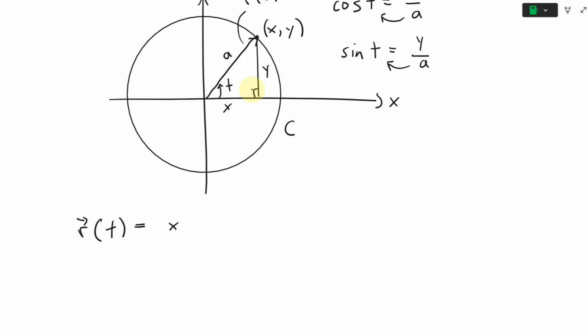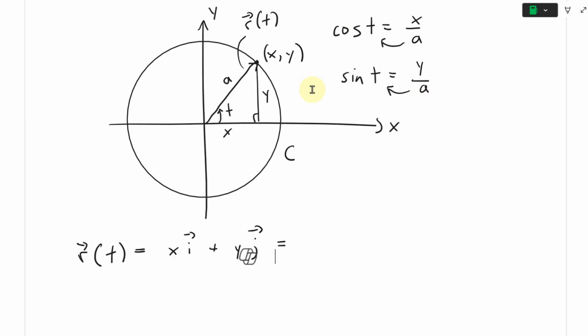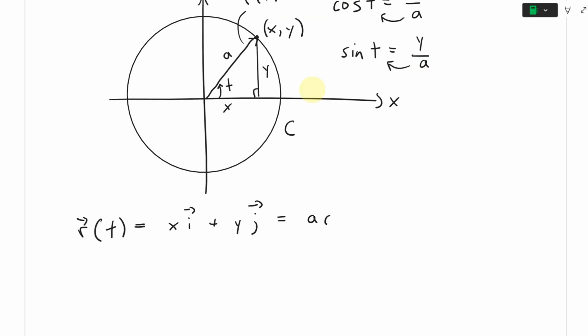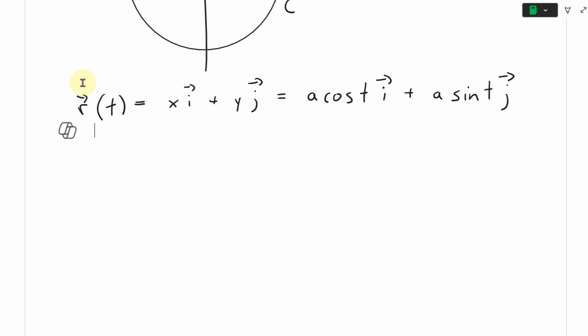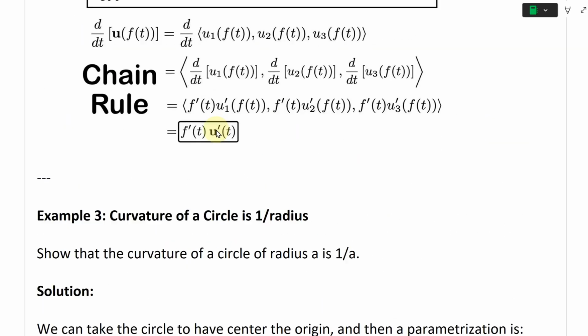So I'll just put, for completeness, xi plus yj, and this equals, well, x is going to be equal to, just for completeness, move it over there, a cosine t i plus a sine t j, like that. All right, so now that we have this r of t, the next step is we need the curvature, right?